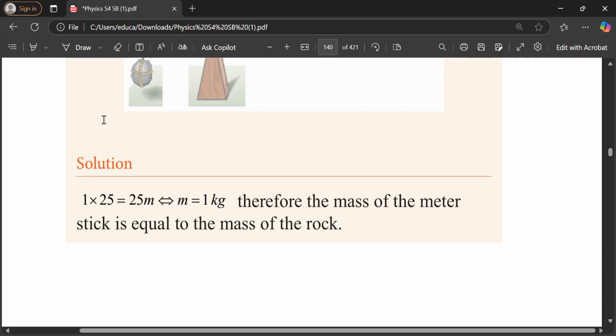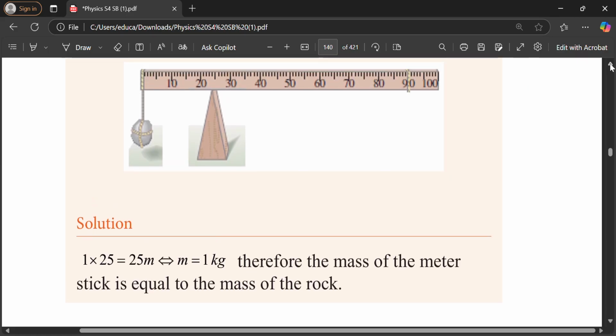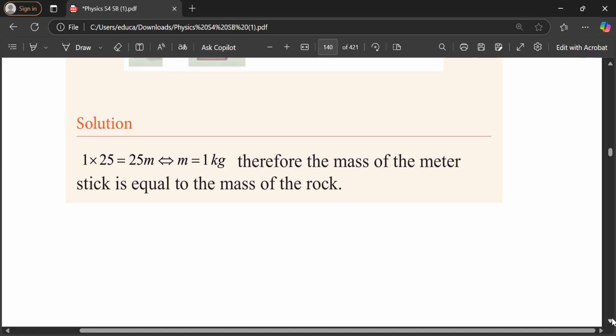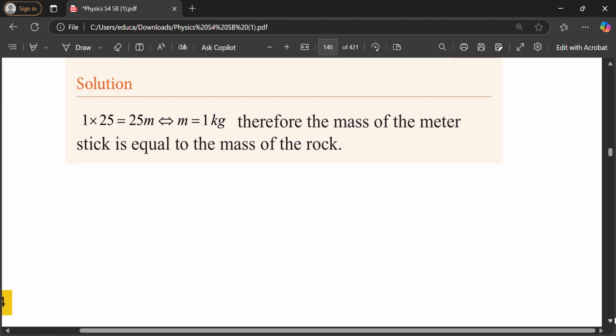Hanyuma ibyo ngibyo nanone bikaza kungana na 25 m cyangwa se ihagarariye mass ya object, sibyo, kwako niho mass iri. Then turabona yuko mass ya ruler ingana na 1 kg, therefore the mass of the meter stick is equal to the mass of the rock.